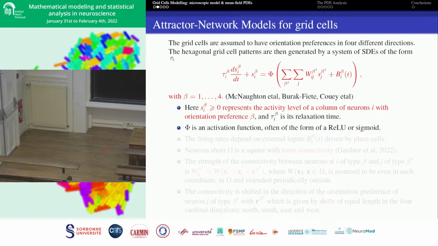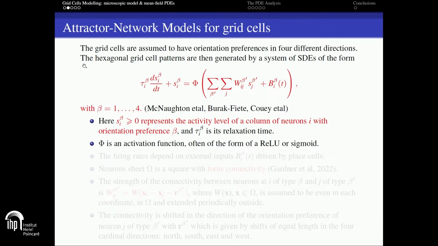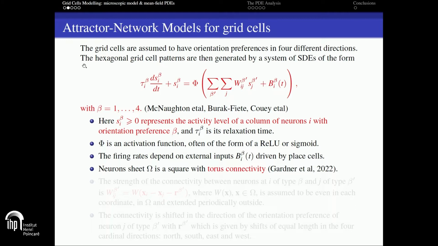Okay? And the beta here is the preference orientation. So they consider a model with 4 preference orientations, the cardinal points: north, south, east, and west. And tau there is just the relaxation time. Phi is an activation function, as usual. So they always took as typical values ReLU or sigmoid. The positive part is ReLU. Sigmoid is an approximation of the positive part. Then the firing rates depend on external inputs, as I told you, that should be coupled with place cells, but here are assumed to be just given, for what I'm going to tell you, in most of their papers.